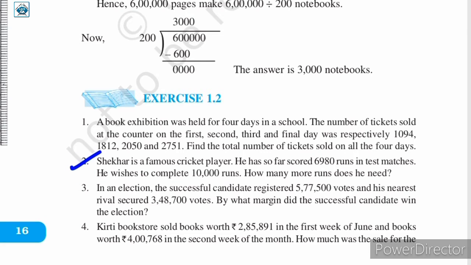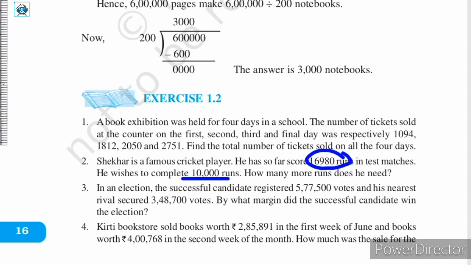Question number 2. Shekhar is a famous cricket player. He has so far scored 6,980 runs in test matches. He wishes to complete 10,000 runs. How many more runs does he need? So in this question, we are told a famous cricket player Shekhar has scored 6,980 runs in test matches. He wants to complete 10,000 runs.